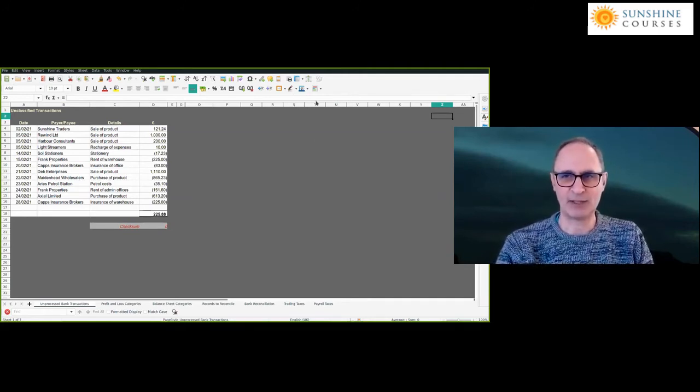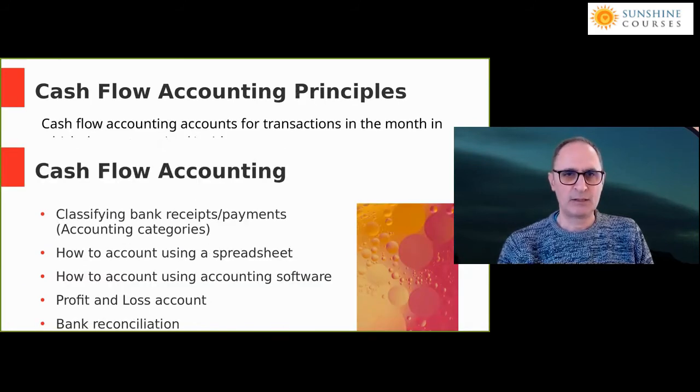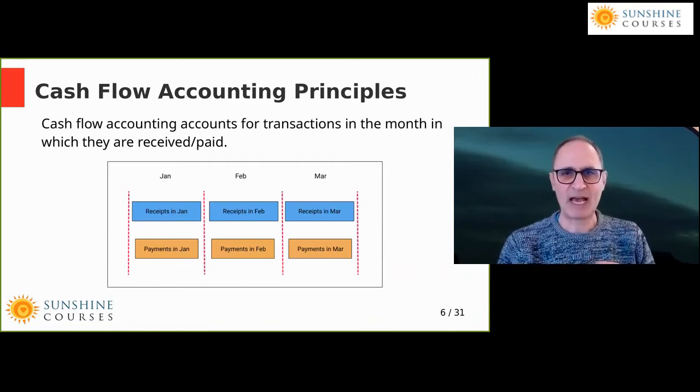We're going to go back to the presentation. So the basic principle of cash flow accounting is that you'll have various receipts and payments in a month. And cash flow accounting accounts for transactions in the month in which they are received and paid. Sounds really simple. I'm going to repeat it because you'll see with some of the other accounting, this principle gets modified. So this is really to lay the basis of the principles for the future. But the basic of cash flow accounting is we account for receipts and payments in the month in which they are received and paid.